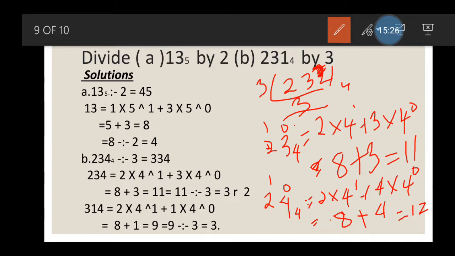That will give you 4. So your answer ends up to be 33 base 4. And that's how we got our answer, 33 base 4. Sorry, this is 33 base 4, not 334. It's 33 base 4.